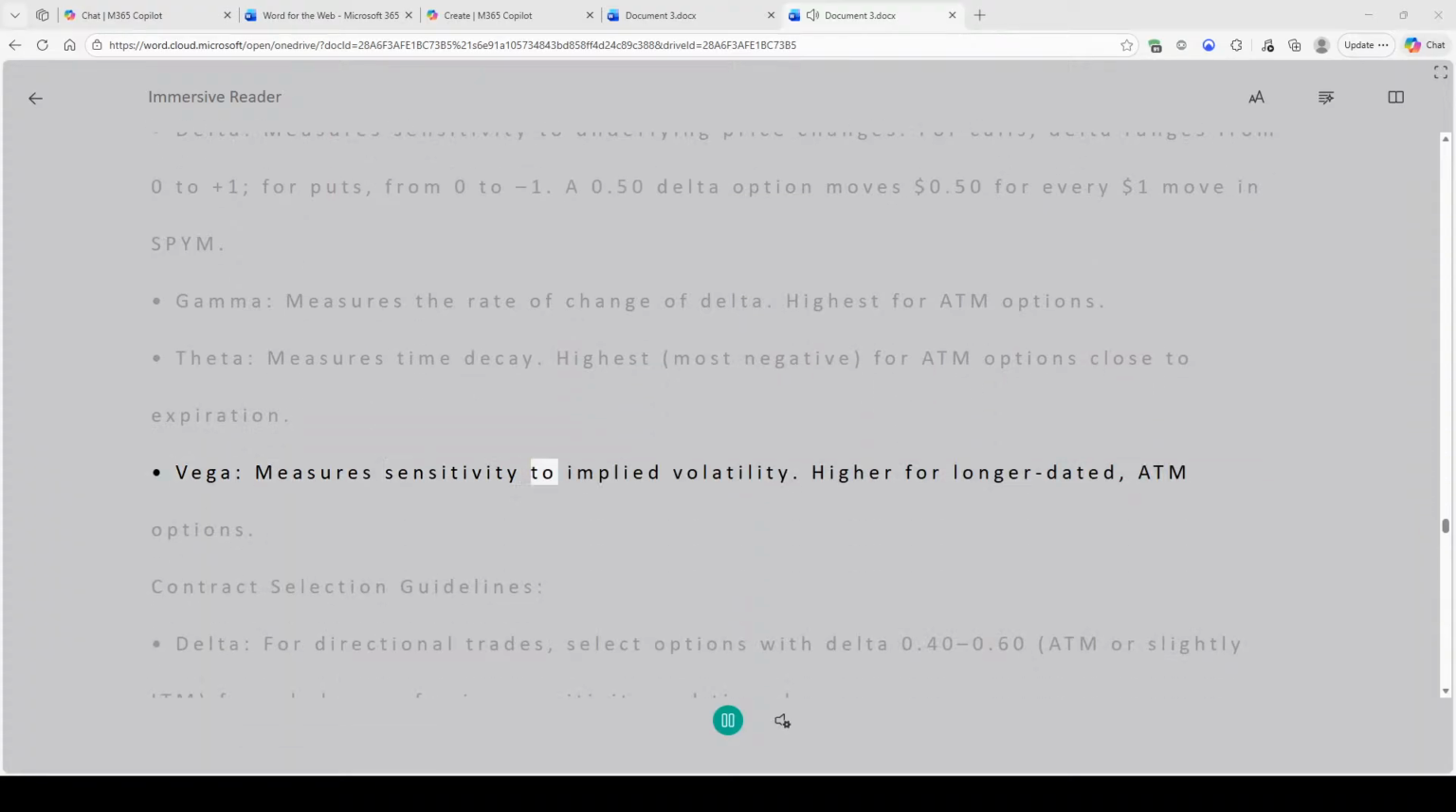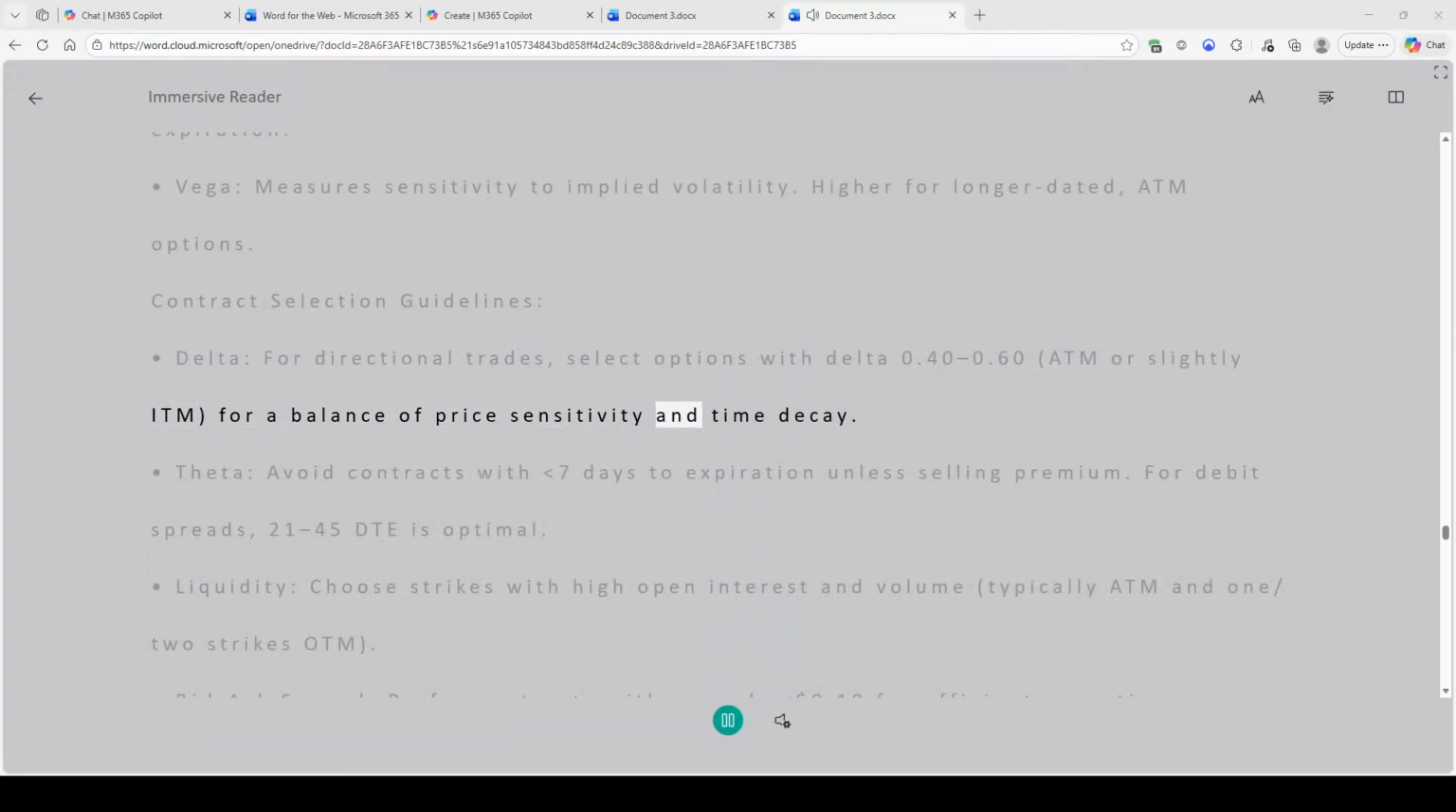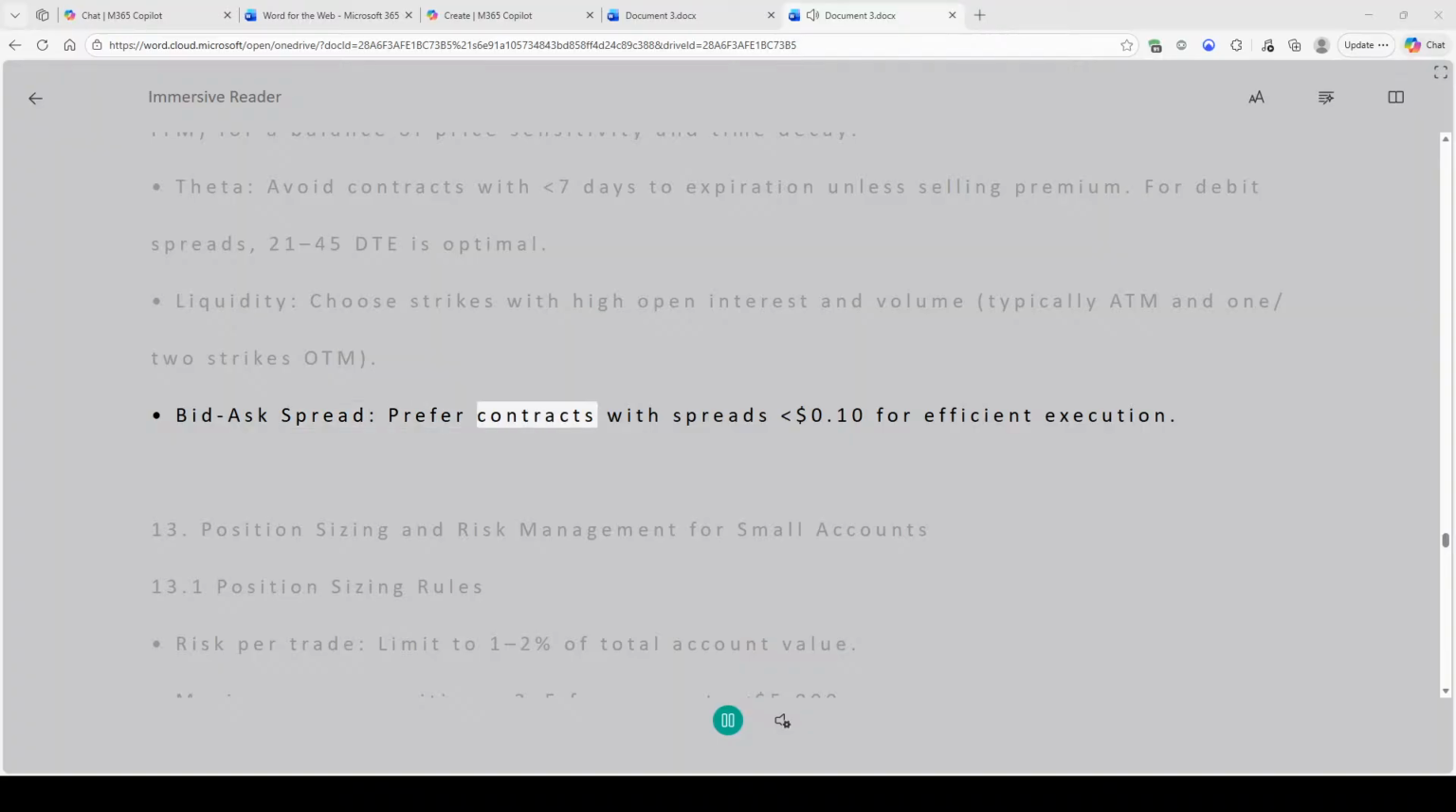Vega measures sensitivity to implied volatility. Higher for longer dated ATM options. Contract selection guidelines. Delta, for directional trades, select options with delta 0.40 to 0.60, ATM or slightly ITM, for a balance of price sensitivity and time decay. Theta, avoid contracts with less than 7 days to expiration unless selling premium. For debit spreads, 21 to 45 DTE is optimal. Liquidity, choose strikes with high open interest and volume, typically ATM and 1/2 strikes OTM. Bid-ask spread, prefer contracts with spreads less than 10 cents for efficient execution.